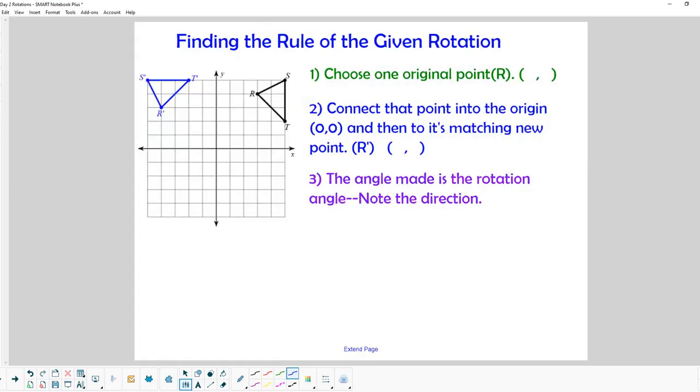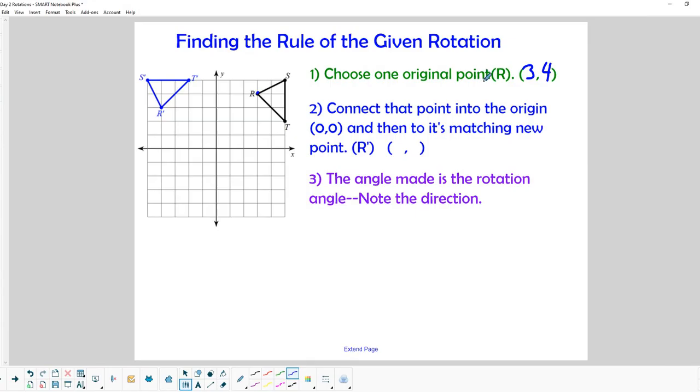Okay, so now we're going to talk about finding a rule. If I give you a couple of shapes that have been rotated, how can you find the rule that was in place to cause this to take place? So first of all, choose one of the original points, like R on the original figure. So R right there is at 3, comma 4.